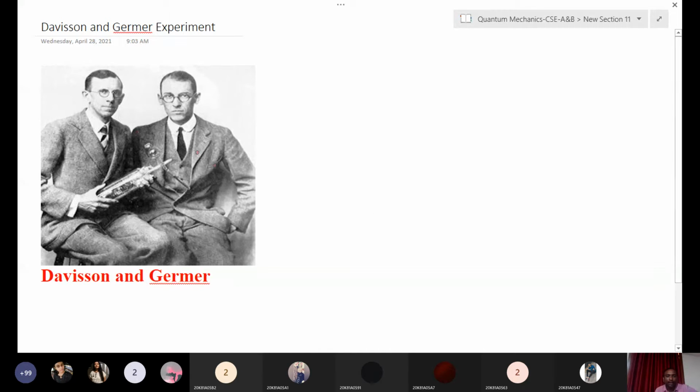Now this is Davisson and Germer, these great scientists. What did they prove? They incident some electrons on a nickel plate, some nickel plate, and they observed a diffraction pattern, or diffraction phenomena.